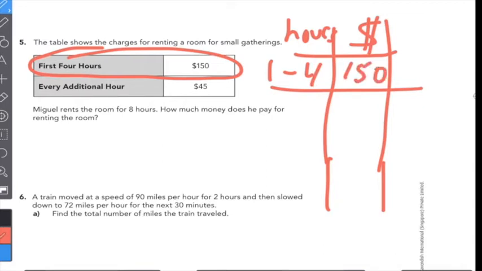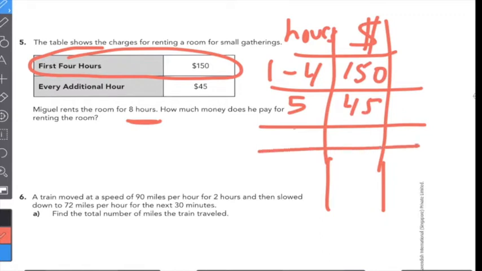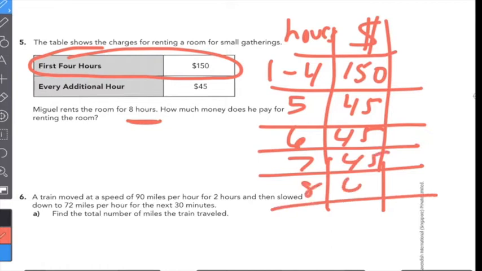Then it says every additional hour is $45. So I need to get to 8 hours. So I have 1 through 4 is $150. Okay, hour 5 is going to be $45. Hour 6 is going to be $45. Hour 7 is going to be $45. Hour 8 is going to be $45. And what you need to do then is to add all that up, and that'll give you your answer.